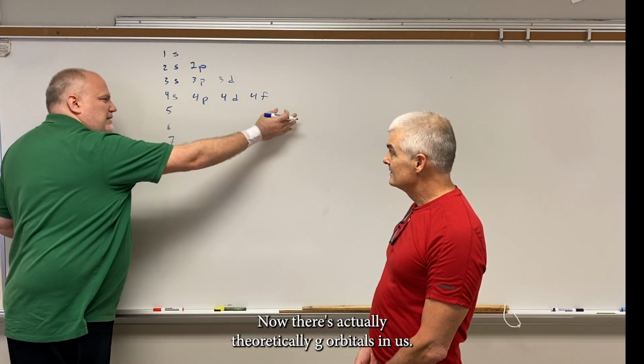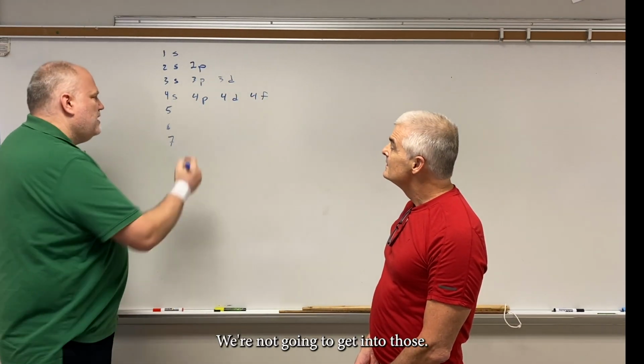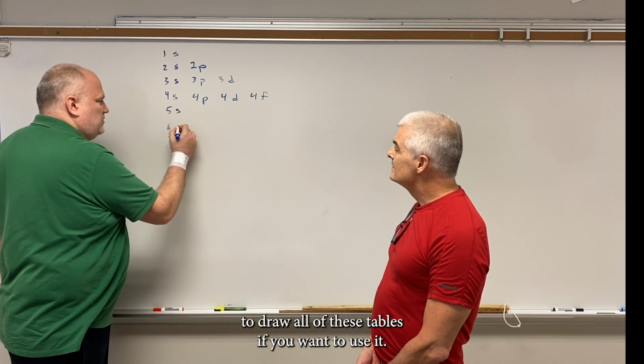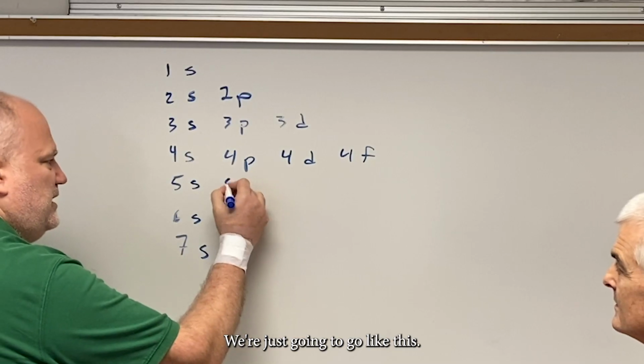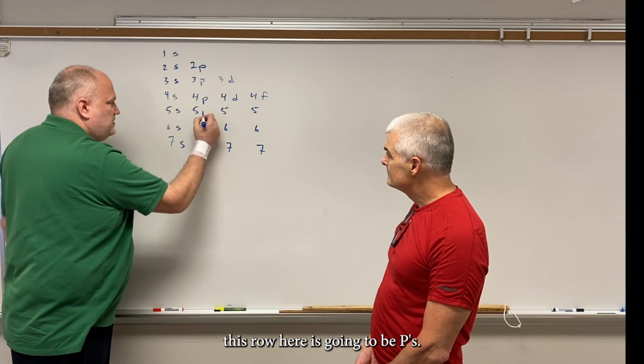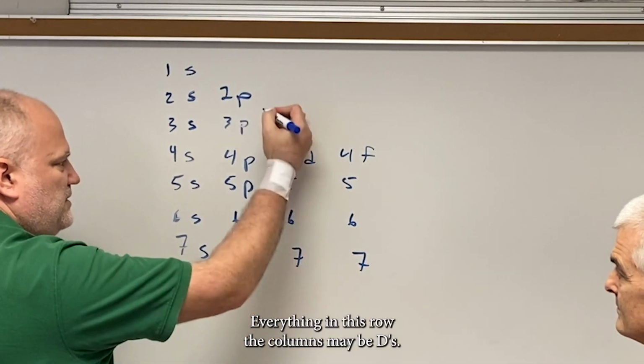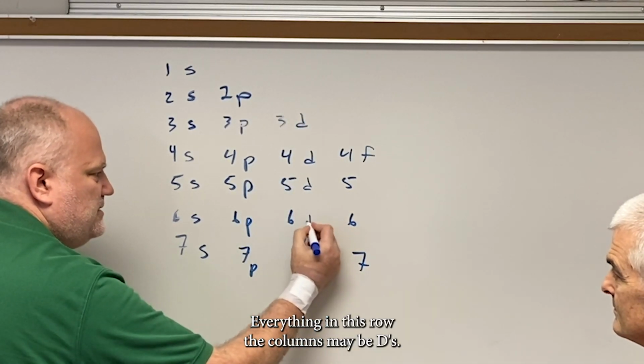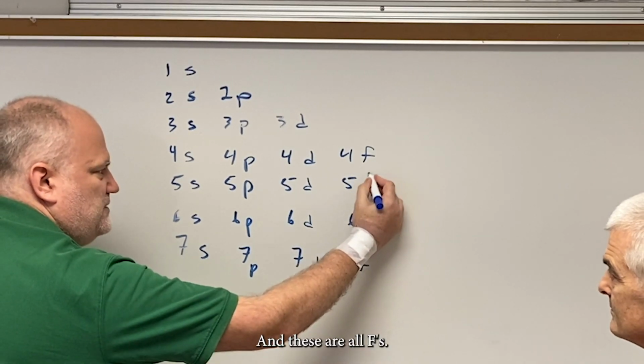There are actually theoretically G orbitals and H orbitals. We're not going to get into those, but I'm going to show you the quickest way to draw one of these tables if you ever want to use it. We're just going to go like this. Everything down this row here is going to be P's. Everything in this column is going to be D's. And these are all F's.